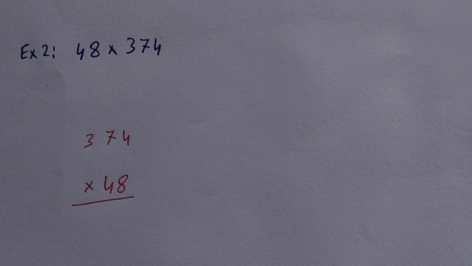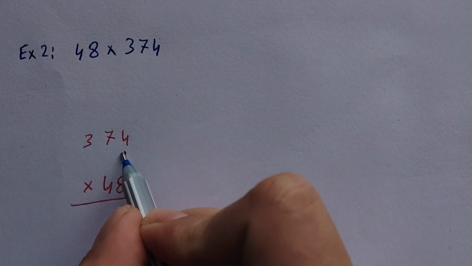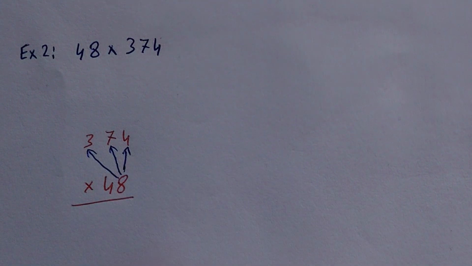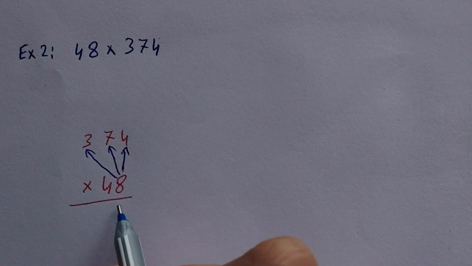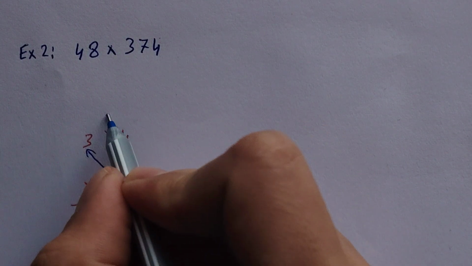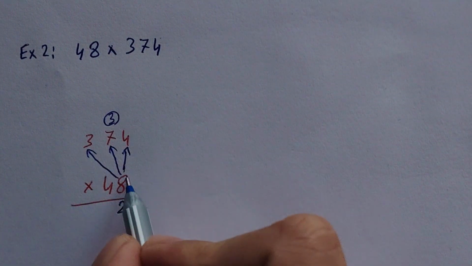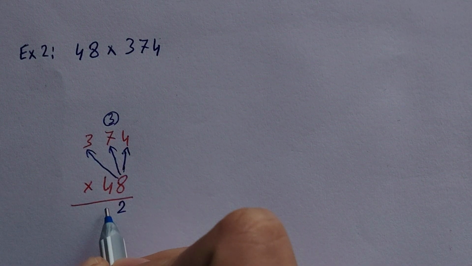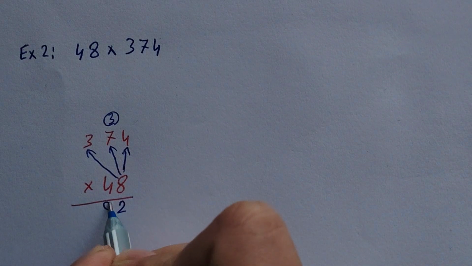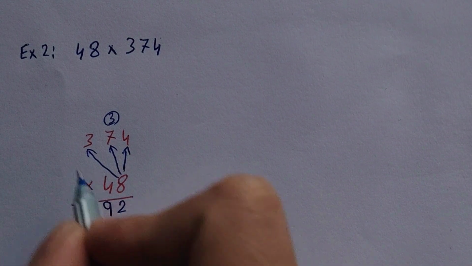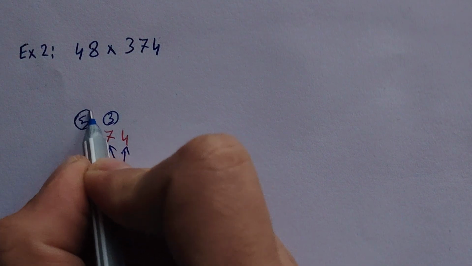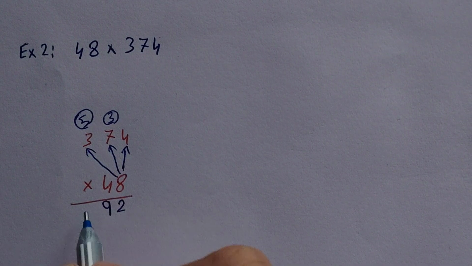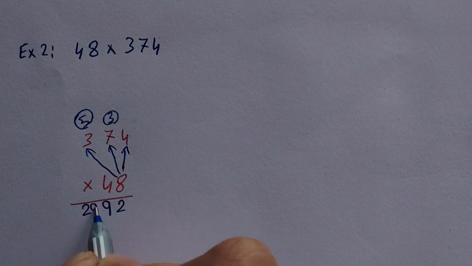Now, same thing. We will multiply the ones first to all 3 digits now, because we have 3 digits. Let's do it. 8 times 4, 32. Raise 3. 8 times 7, 56, plus 3, 59. Now, I'm going to write the 9, the digit that we have in the ones, and I'll raise the 5. Okay, now 8 times 3, 24, plus 5 will be 29.